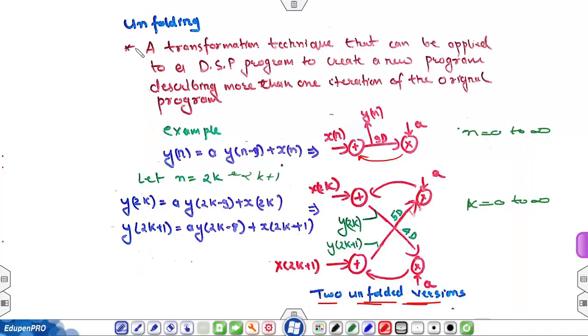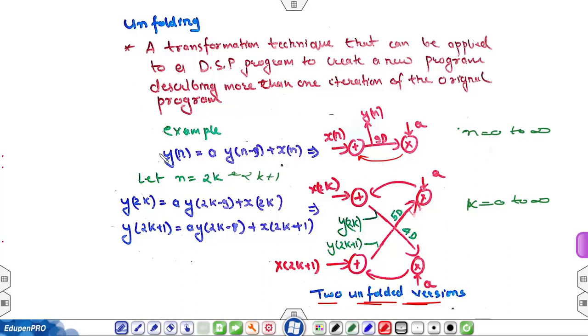Hello everyone. In this lecture, I am going to cover the second algorithmic transformation technique, that is unfolding. The first transformation technique that I had discussed was retiming. Now I will cover unfolding. So unfolding is a transformation technique that can be applied to a DSP program to create a new program describing more than one iteration of the original program.